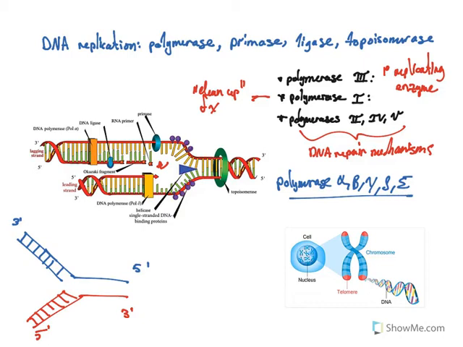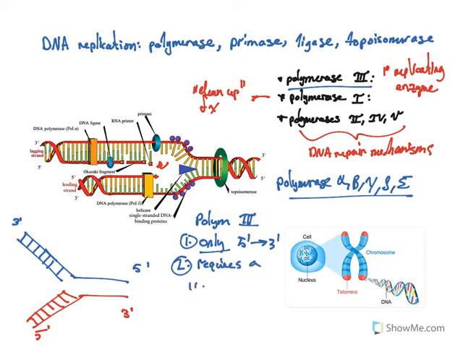And so what's important to know for polymerase 3 here are two things. One, it only operates in the 5' to the 3' direction. And two is that it requires a docking site, what I will call a docking site.